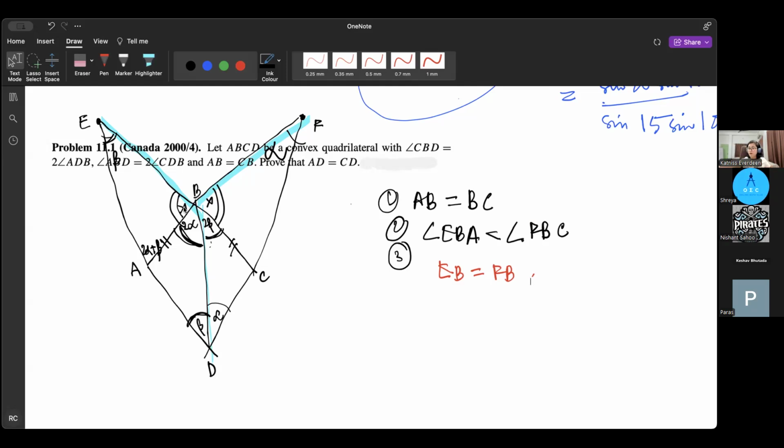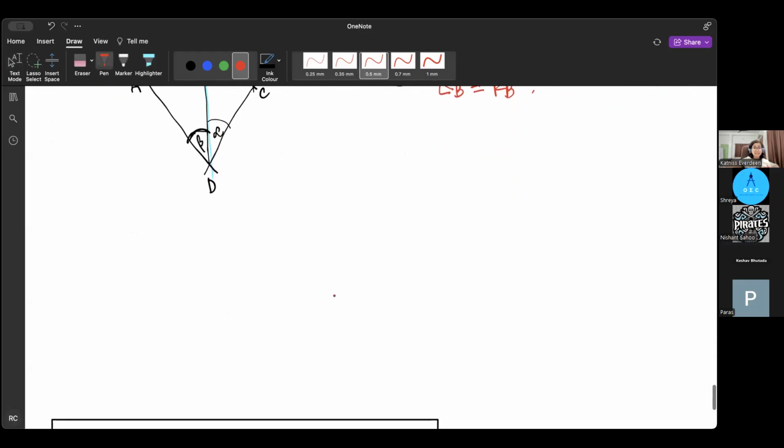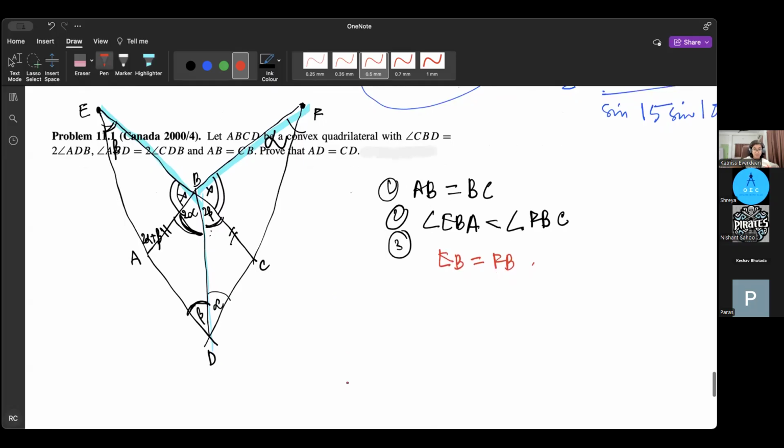Okay. So we have very little time left, so let's move on to the bash. Somebody said that you were done with the bash. Do you want to say your solution?